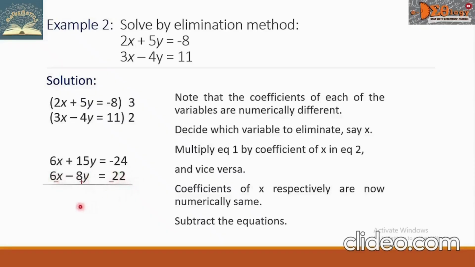Then we proceed to addition. 6x plus negative 6x is cancelled. 15y plus 8y is 23y. Negative 24 plus negative 22 is negative 46. And we want to get the value of y, so we divide the equation by 23. So y equals negative 2. We have now the value of y.